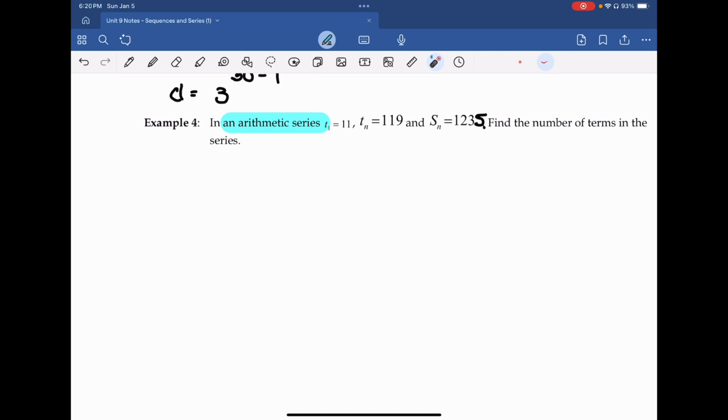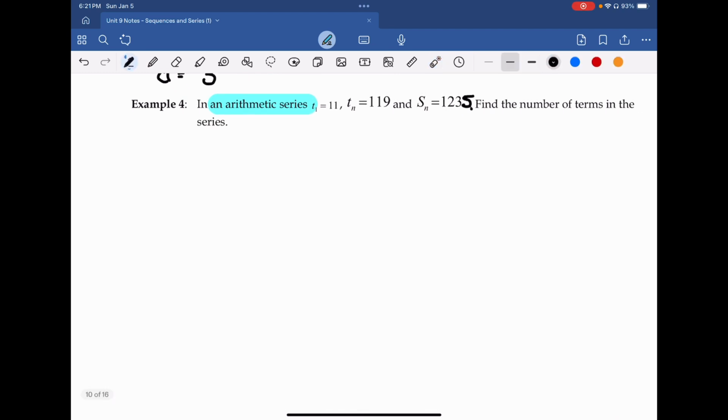Now, in this situation, an arithmetic series has the first term as 11, its nth term as 19, and then the sum of those n terms as 1235. Now, to figure this out, we could just look at our formula sheet and ask what information we would be missing, if anything. Because I know this is arithmetic, right away on my formula sheet, Sn is equal to n divided by 2 multiplied by t1 plus tn.